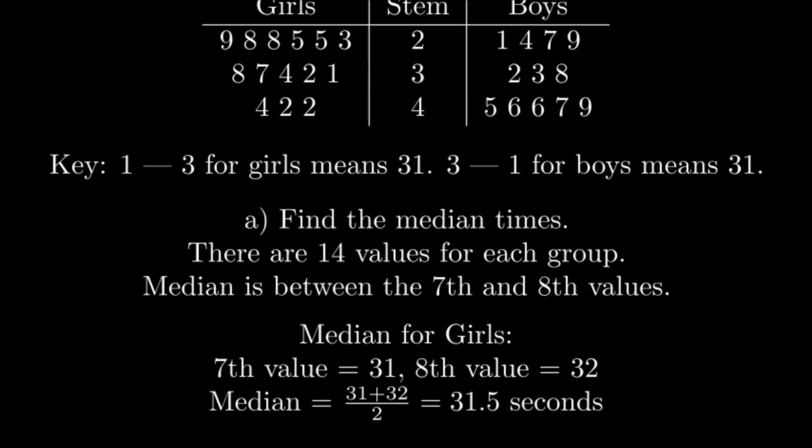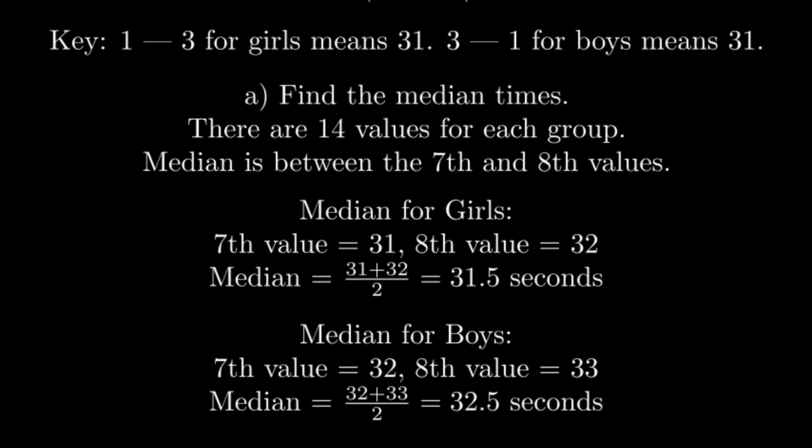Counting from the smallest value, 23, the 7th value is 31, and the 8th is 32. The median is the average of these 2, which is 31.5 seconds. Now for the boys. Counting through their data, the 7th value is 32, and the 8th is 33. The average is 32.5 seconds. So the median time for the boys is 32.5 seconds.